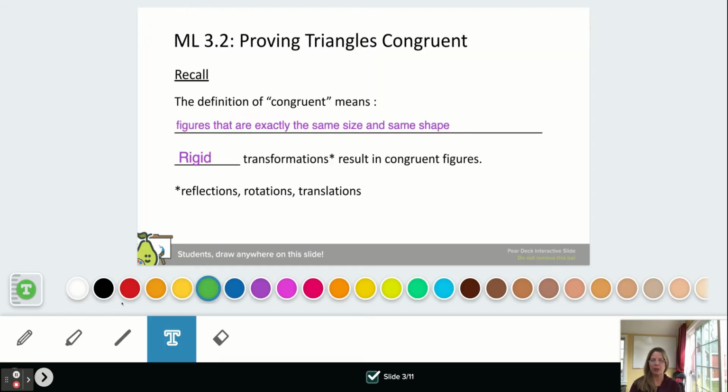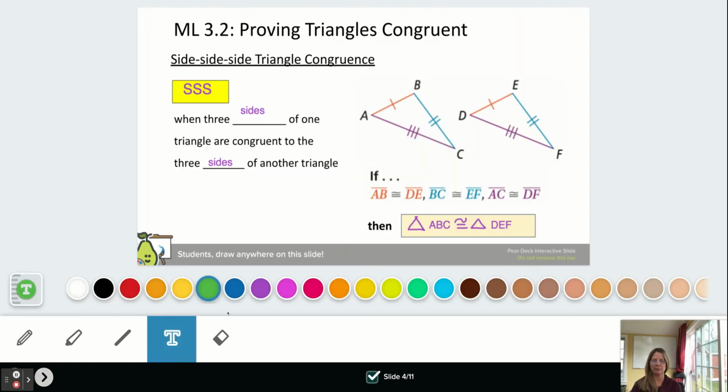All right, then we're going to go on to proving triangles are congruent. Now, recall that the definition of congruent means figures that are exactly the same size and same shape. Rigid transformations like reflections, rotations, and translations result in congruent figures. Now we're going to be talking about congruent triangles in this lesson.